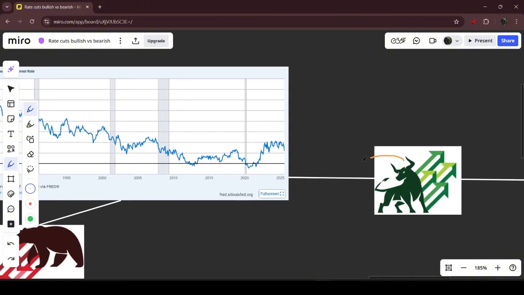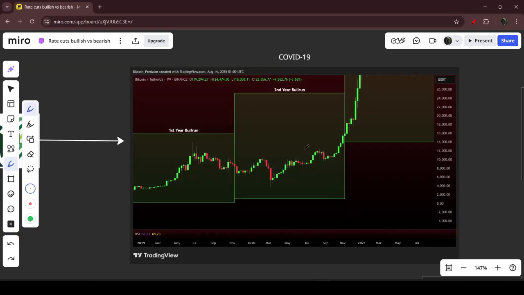Now let's talk about the bullish case. When was the good time to cut the rates in which the market would go up? One of those examples, although it was not very good for humanity in general, was the COVID-19 situation. At the end of 2020, the Fed started to cut rates, and as you can see right here on Bitcoin, it started to go parabolic.